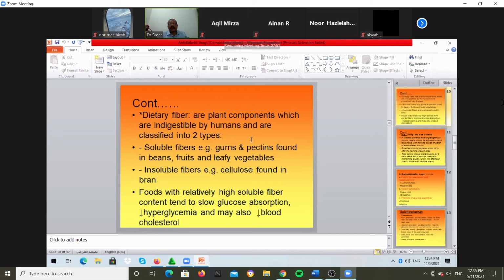Soluble fibers like gums and pectin. Pectin and gums may be found in beans, fruits, leafy vegetables. I almost always advise my patients to take a good amount of these vegetables, fruits, beans due to this content of soluble fibers.